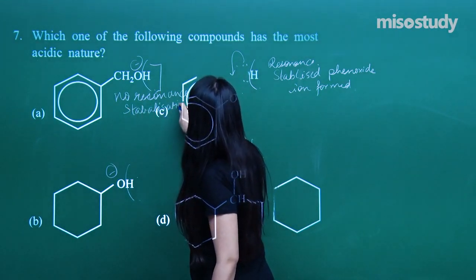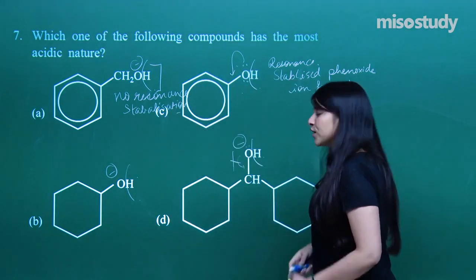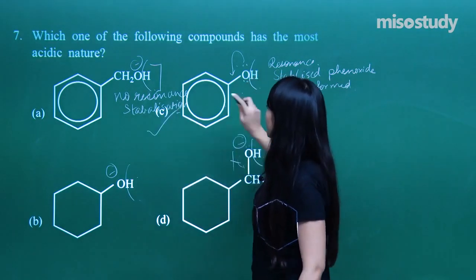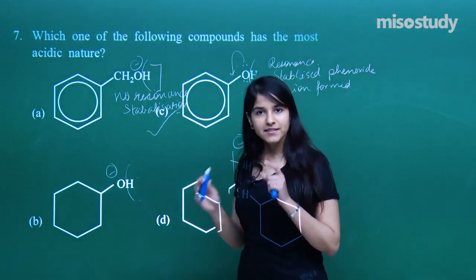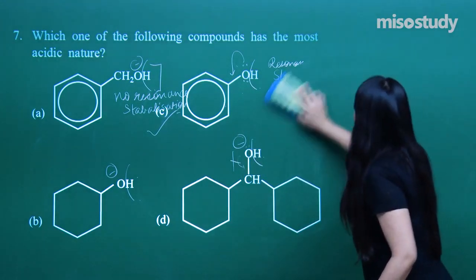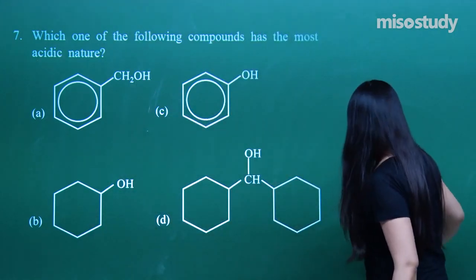So I hope you all have got the idea here. So the answer would definitely be, which H plus will go off easily? This very group, that is the phenol. That is the answer over here. So let's go on to the next question.